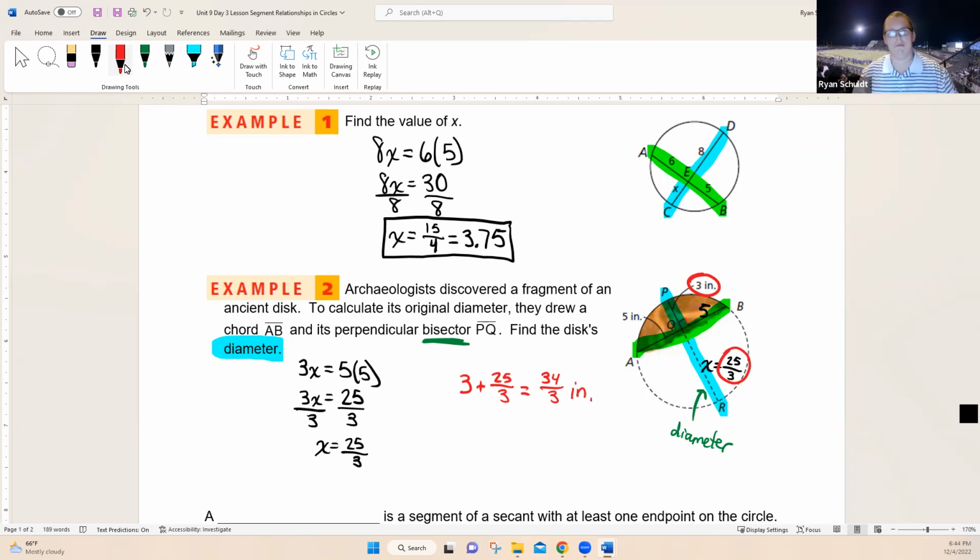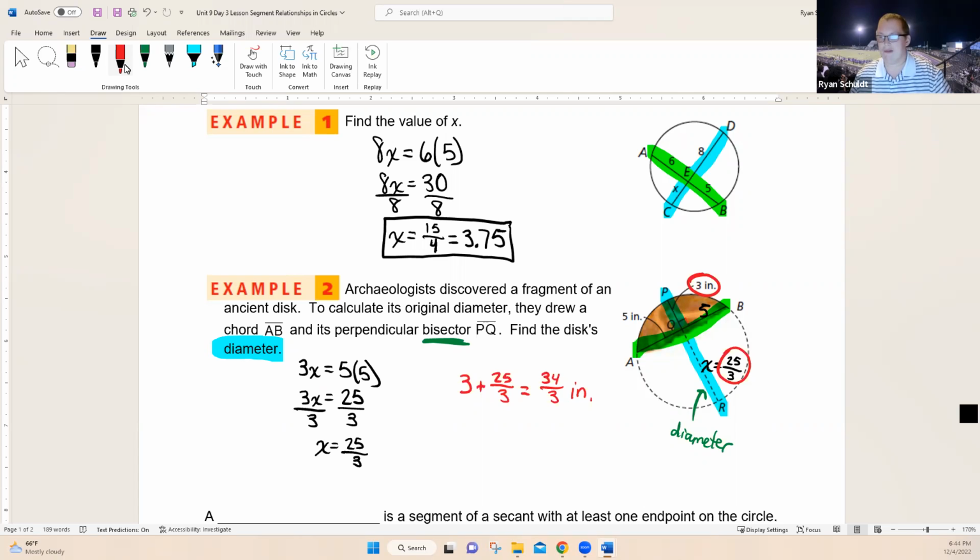You do you, boo-boo. However, let's think of this as like we're the archaeologists and somebody's giving us a report saying, hey, I've analyzed this fragment. I think it's this diameter. Do you want them coming to you and saying, I've analyzed this fragment. The diameter is 34 over 3 inches. And be like, what? 34 over 3, that's the exact answer. Great. So that's how many inches?